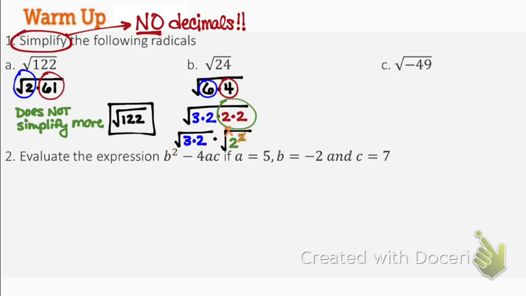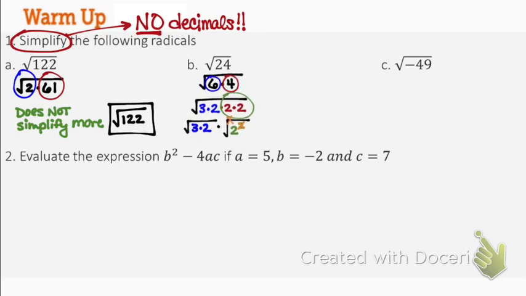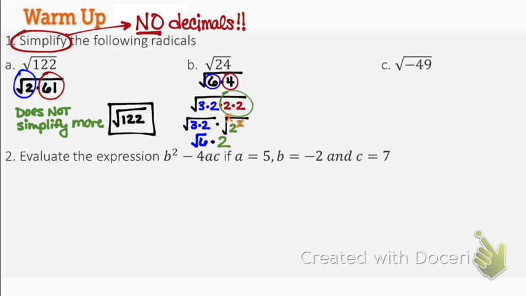Do we have anything like that over here? No. Can I break down either one of those more? No, I cannot. So if I can't break them down anymore and I'm trying to simplify that radical, I would multiply them back together. So this would be square root of 6. But you said we could do this one. What's the square root of 2 squared? 2. So my final answer would be 2 square root of 6.